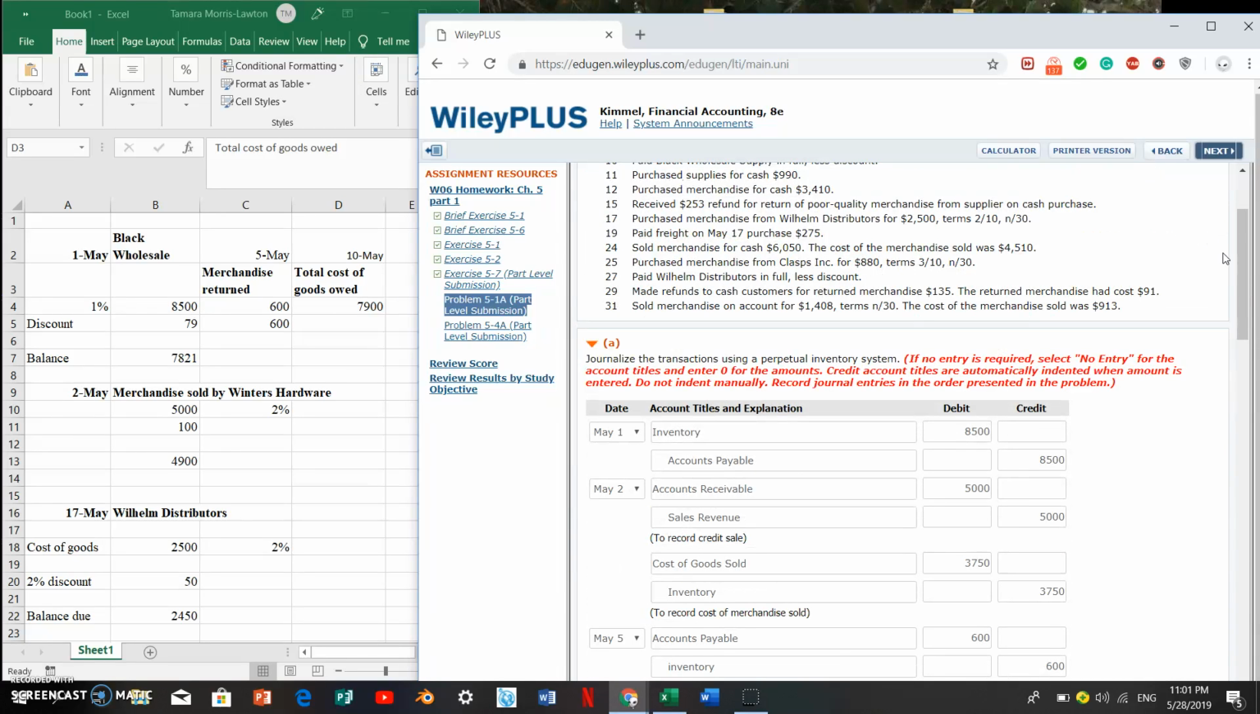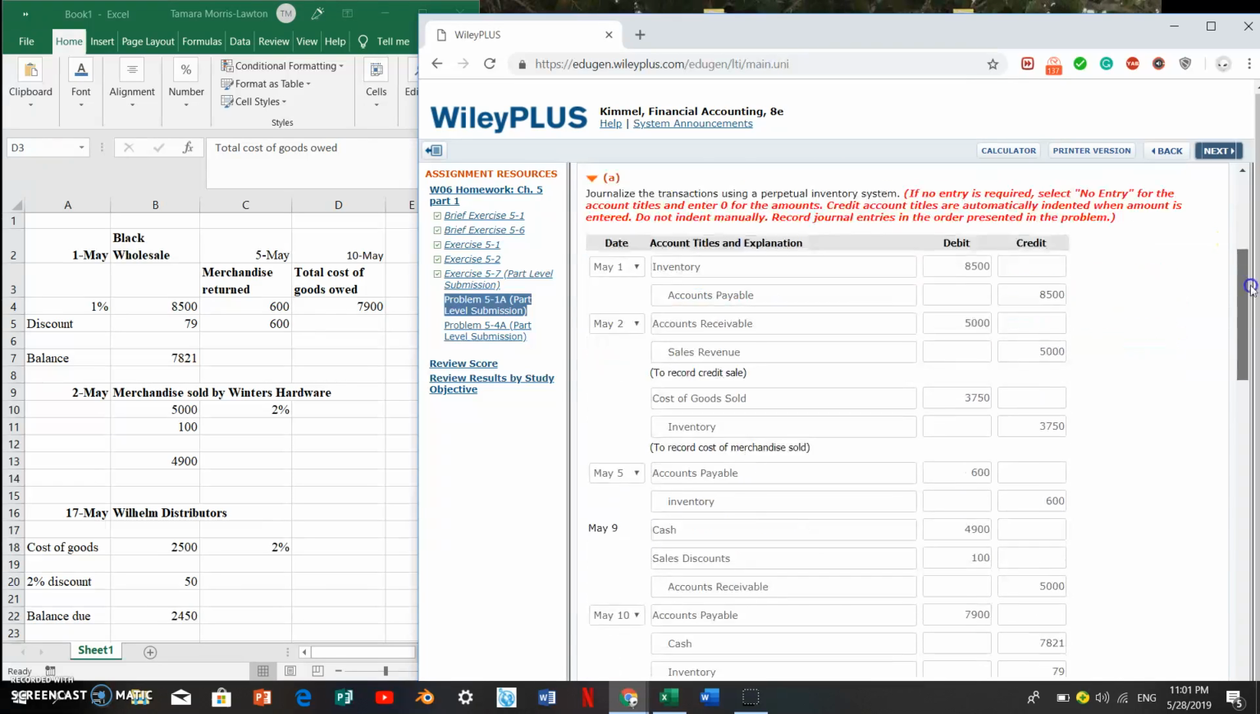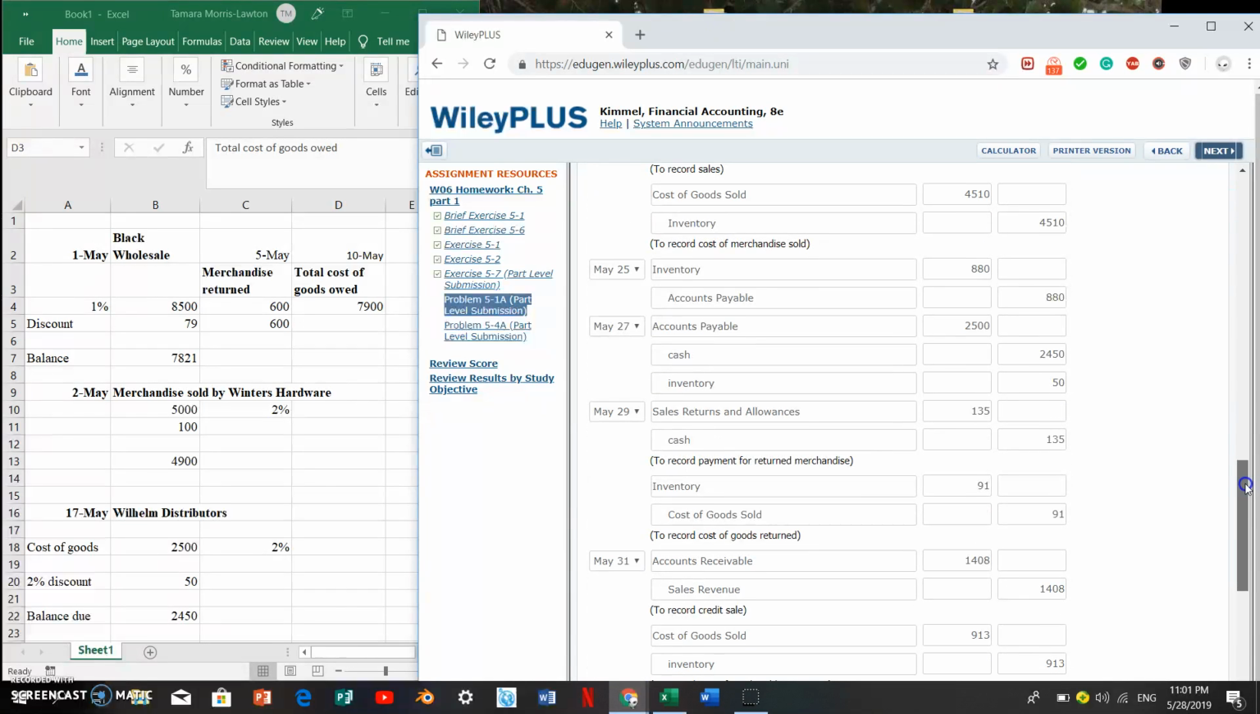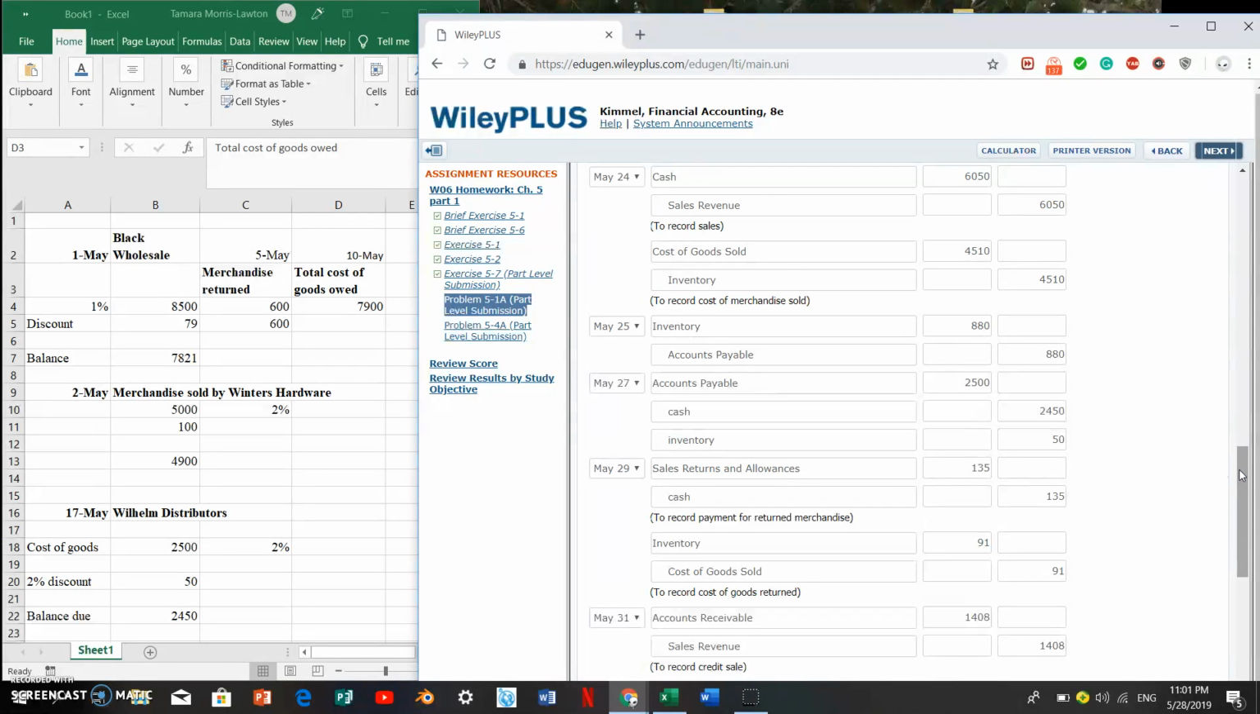On May 29th, they made refunds to cash customers for returned merchandise of $135. So customers were not pleased with some of the merchandise that they bought, and so Winters Hardware then returned the money to them. Winters Hardware would then have to receive these goods, and so instead of crediting the sales revenue account, they debit a contra account, which is the sales returns and allowances account, which shows that they would have had goods that would have been returned to them.